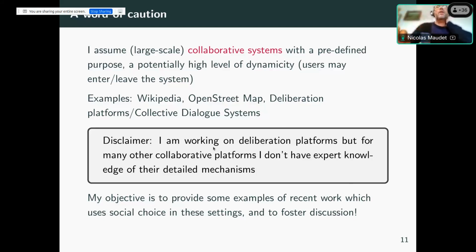And just a disclaimer: I've been working on deliberation platforms recently, but for many others, I don't really have expert knowledge of their detailed mechanisms. So sometimes I just remain quite abstract, and I'm really looking forward to your feedback on some of the detailed platforms. My objective is really to provide some examples and to foster discussions.